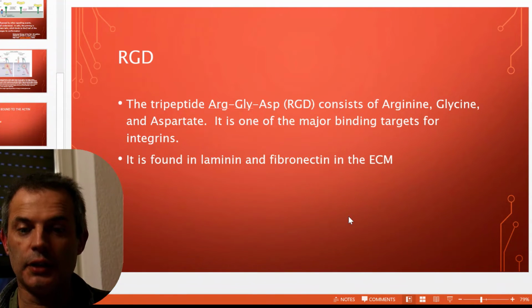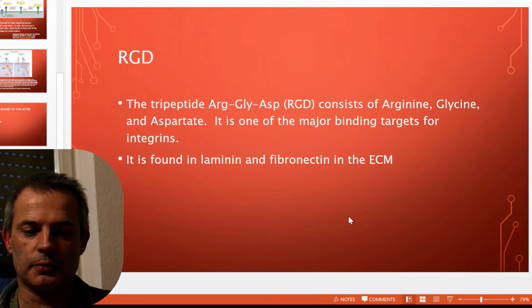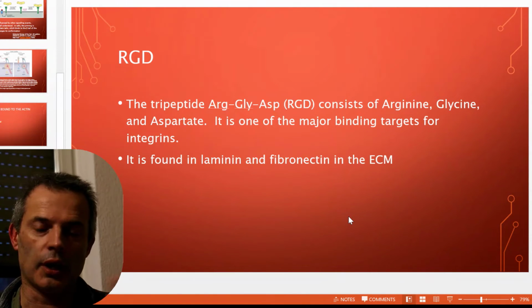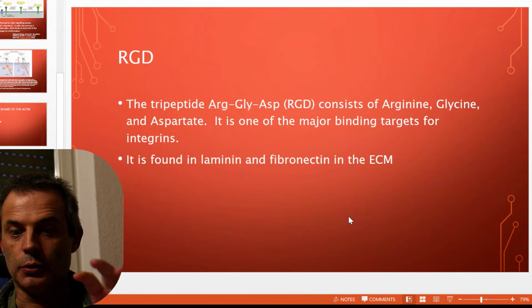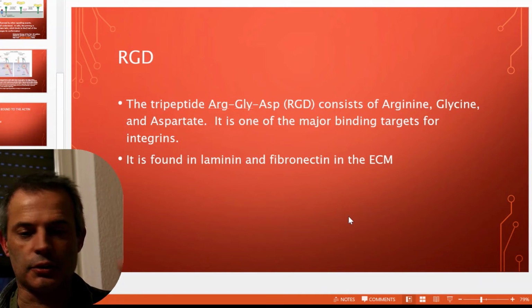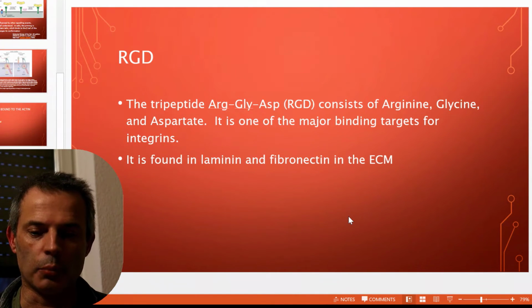Getting on to RGD, so RGD is a tripeptide of arginine, glycine, aspartate. It's a tripeptide, so it's just a little bit of protein, and it's one of the major binding targets. It's found in the extracellular matrix, laminin and fibronectin, although they also have other binding sites. This is a good target for it to have because it's a short peptide, so it can attach to it, and it can be fairly common.